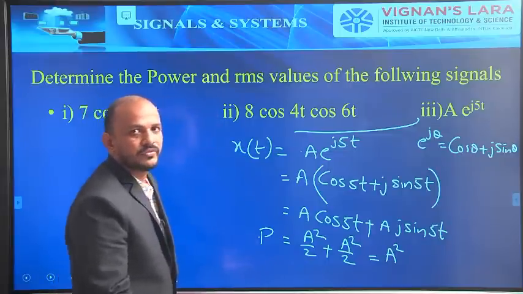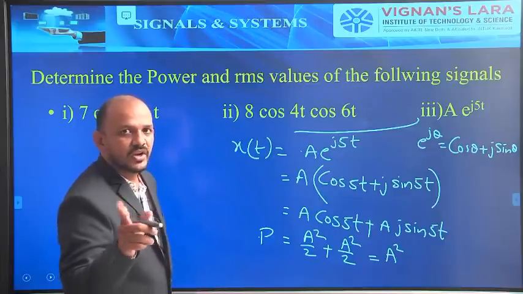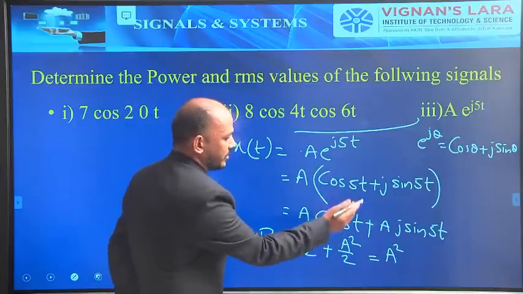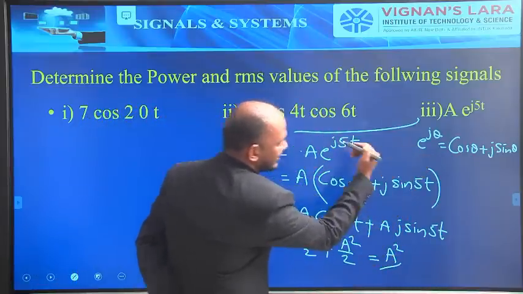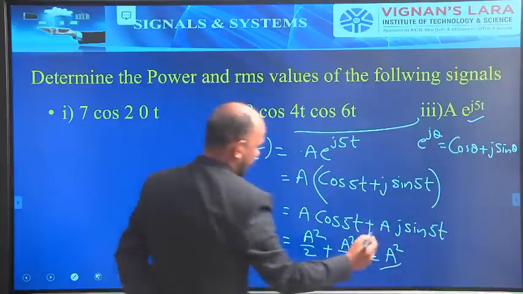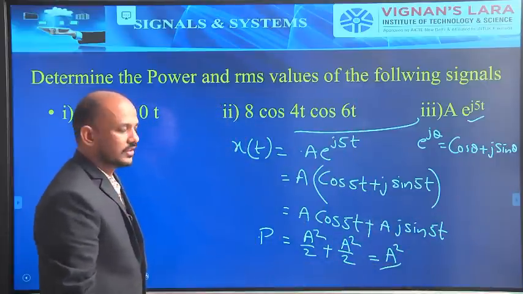Half plus half will give full. That is, 1 by 2 plus 1 by 2 is 1. 1 by 2 A square plus 1 by 2 A square is equal to A square. So the power of the given signal is A square.